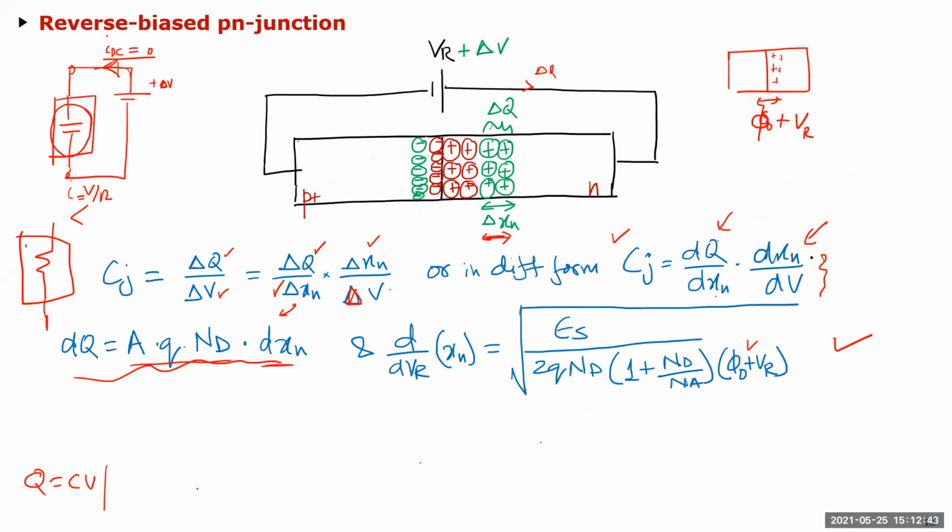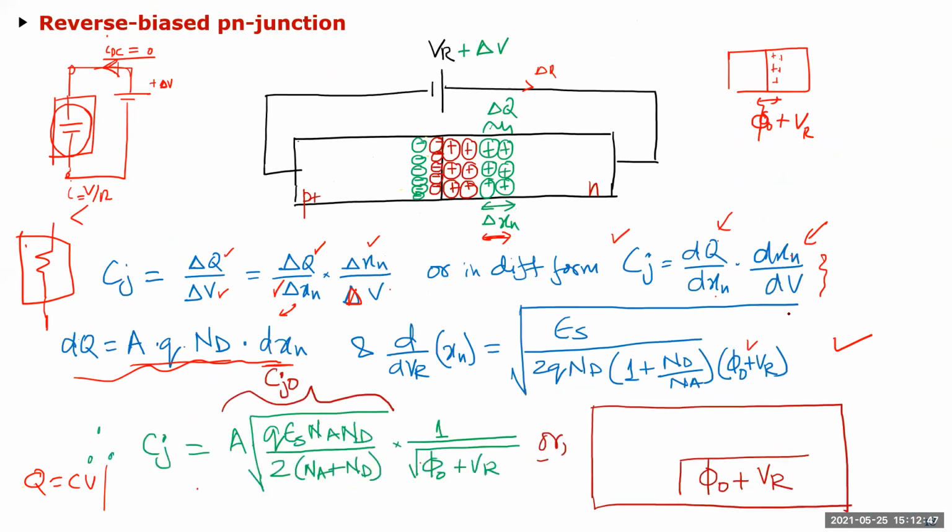Right. So then I differentiate with respect to VR. And once I do that, I get the expression for the entire capacitance, which is this term over here, which we call CJ naught, or in other words, the unit area junction capacitance for zero reverse bias voltage. And then it is dependent on the square root of phi naught plus VR. So as the voltage increases, the capacitance decreases.